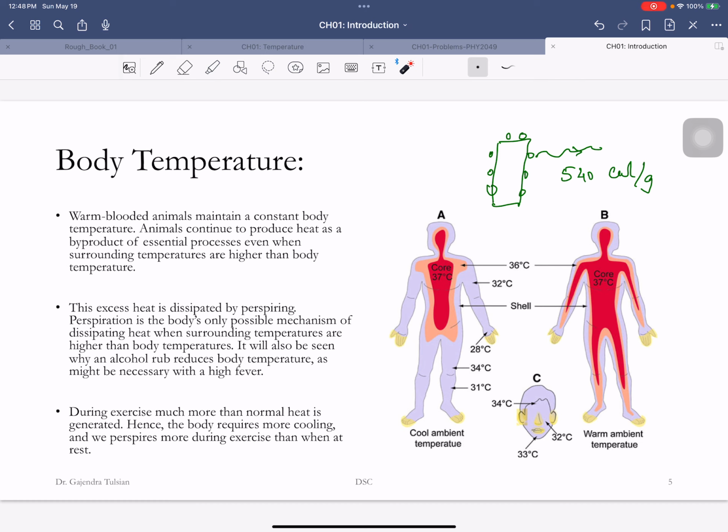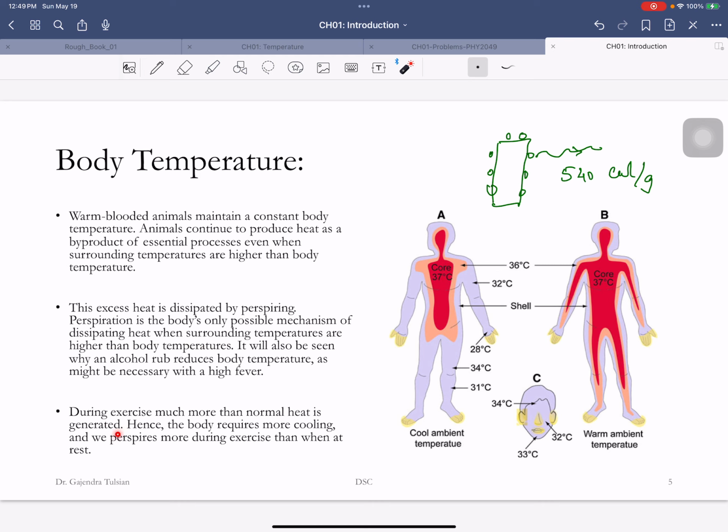So when the outside temperature is hotter, the excess heat is dissipated by perspiring. Perspiration is the only possible mechanism for dissipating heat when the surrounding temperature is higher than the body temperature.